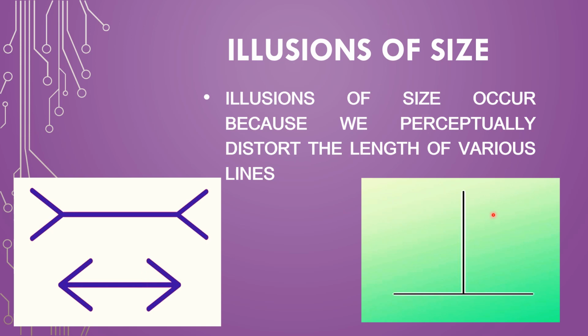And in this image, the vertical line falsely appears taller than the horizontal line. But in real, both the lines are actually equal. The horizontal-vertical illusion stems from our tendency to perceive the object higher in our visual field as more distant, so it appears lengthier. The illusion of size occurs because we perceptually distort the length of the various lines. So through perception, the length of the lines is distorted, and hence the illusion of size happens.